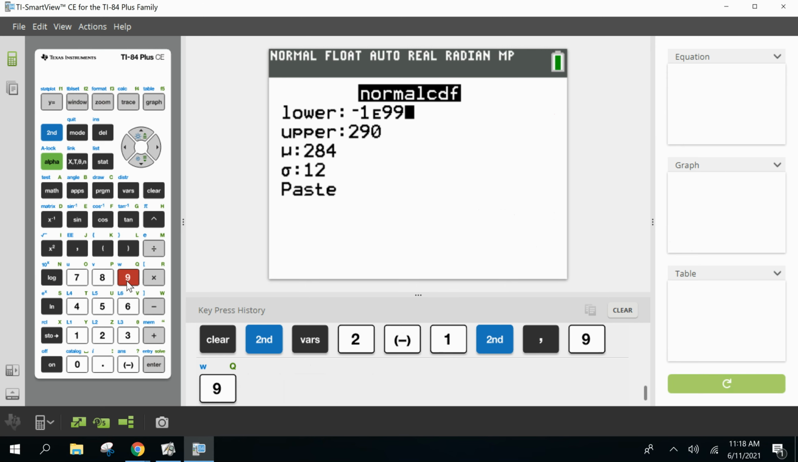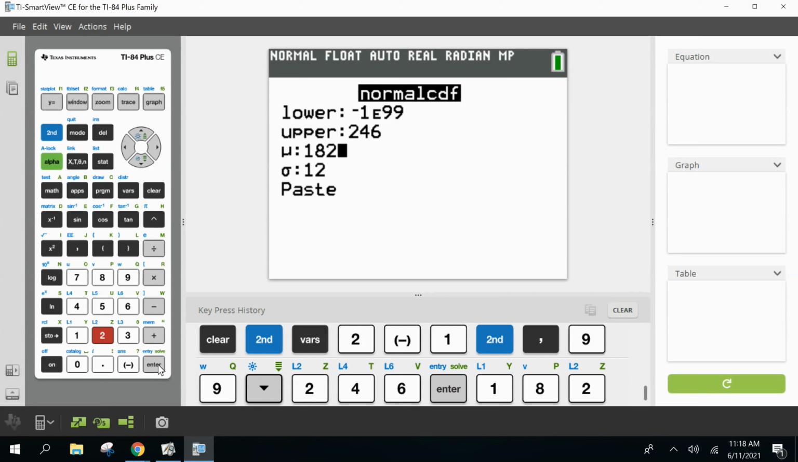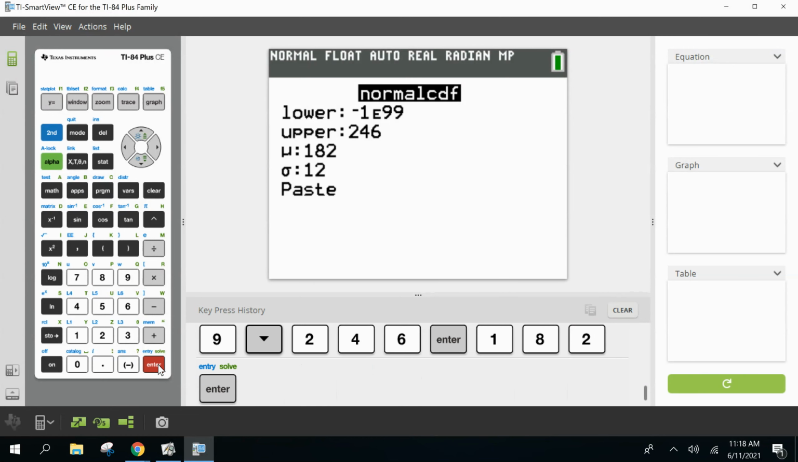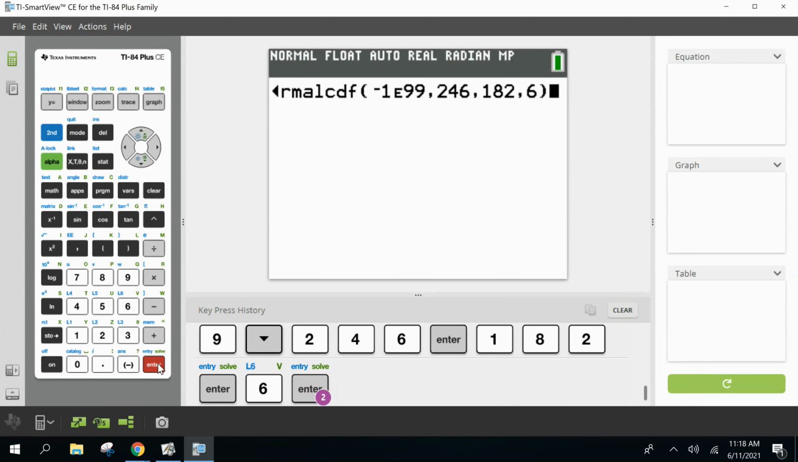-1E99. Good, and what's my upper then? 246. Perfect. There's 246 and below, everybody. And then what was your mean? Never mind, I gave it away. The mu is the mean, which is what? 182. And how about the standard deviation? 36. Good work. Remember, this is what I need for show work. If it's not a multiple choice question, that's what you guys are showing work for me on Tuesday.